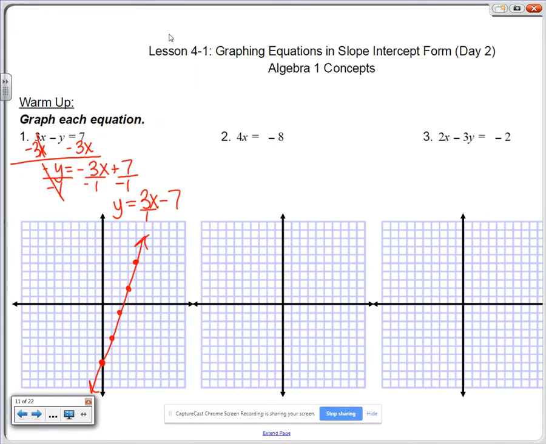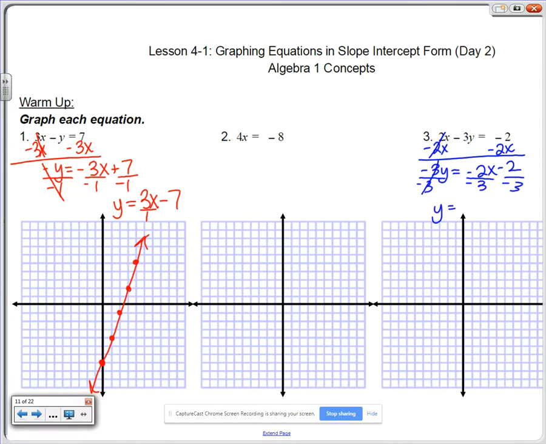Does this look like slope-intercept form? No. The y has to be by itself. How do I get the y by itself? Oh, I'm over at number 3 here. I'm going to skip number 2 for now. I'm going to get rid of the 2x first. What is that new equation? Good. Everybody following? Now, how do I get rid of the -3? Divide by -3. So I now have y equals.